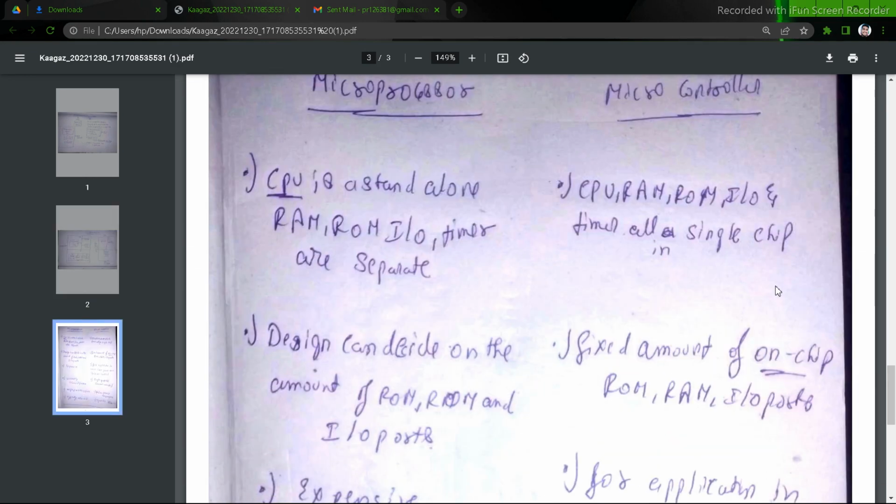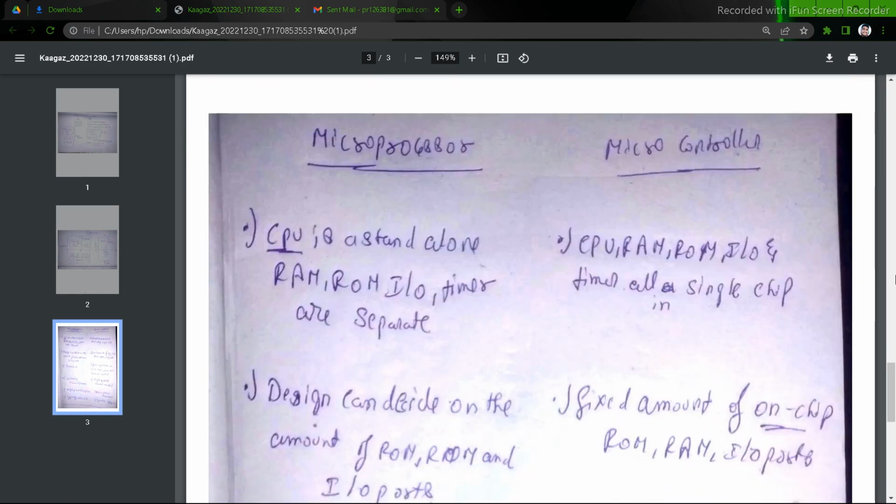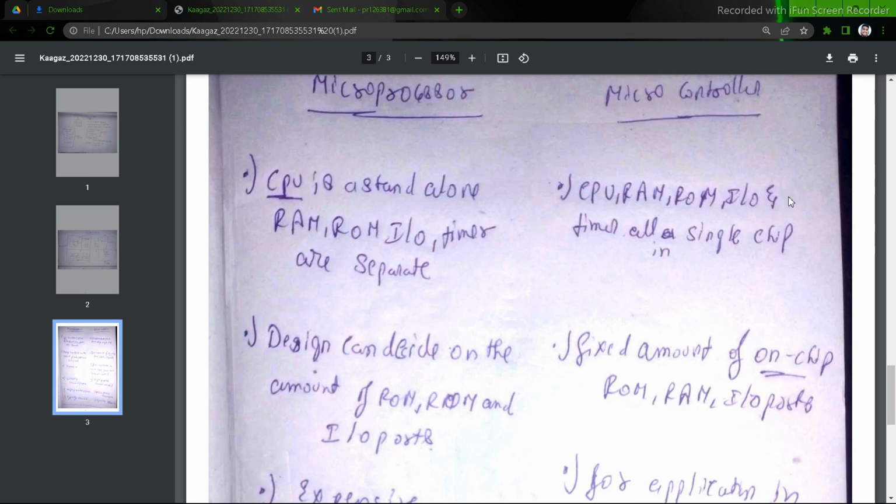Next is the difference between a microprocessor and a microcontroller. These are some differences I have noted down. A microprocessor is also called a CPU, a standalone device, where we have RAM, ROM, input output, and timer, all separate. Whereas in the microcontroller, we have the CPU, RAM, ROM, input output devices, and timers in a single chip. As I mentioned before, in a microcontroller all these things are integrated on one chip.